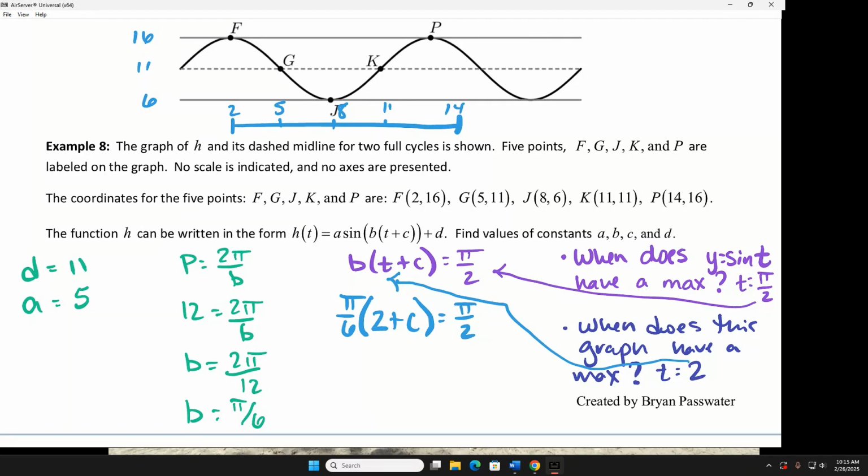What would you guys do first to solve it for c? Say it again? You could distribute. I think that's going to make it harder, though. Divide. So we can divide by pi over 6. How do you actually do that mathematically if you don't have a calculator? And you won't have one. Multiply by the reciprocal. So we end up with 2 plus c. Those pi's cancel out. 6 divided by 2 is 3. So c is 1. Magic.